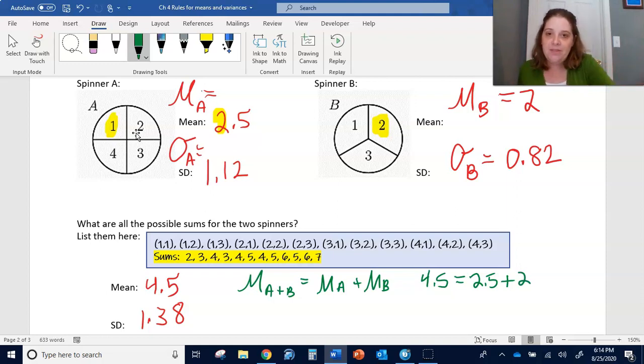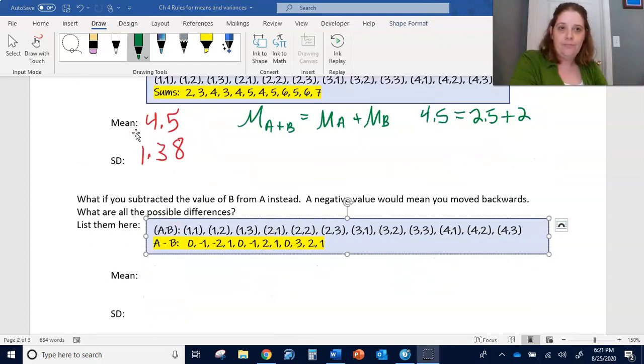All right, but the standard deviations are not working. 1.12 and 0.82 add up to 1.94, and that is definitely not 1.38. So we're going to have to come back to that. Those standard deviations aren't working. So if I add all the A's to all the B's, the means add. The means are behaving, but the standard deviations are not behaving. All right, so sorry about the film cut.